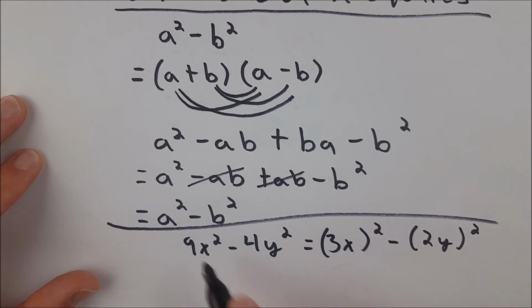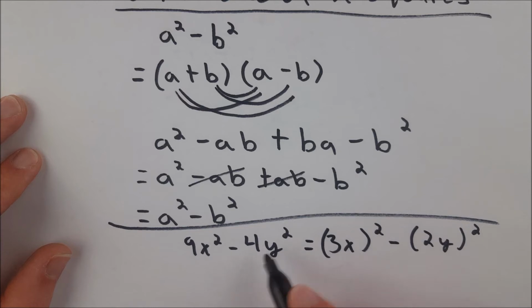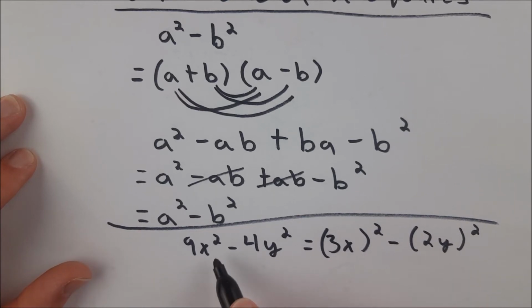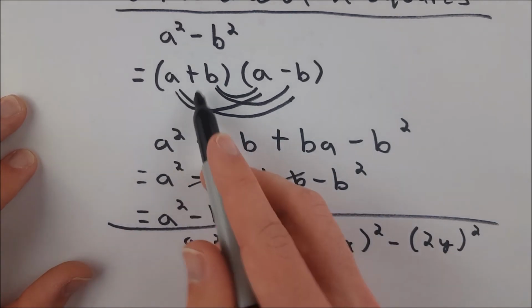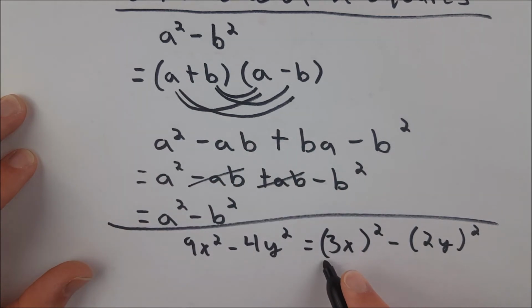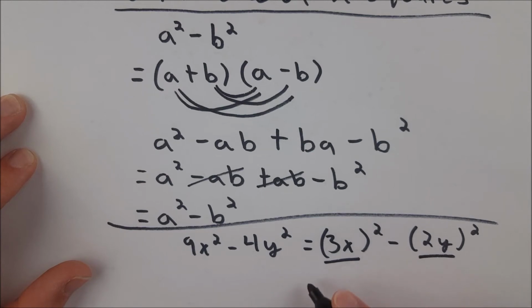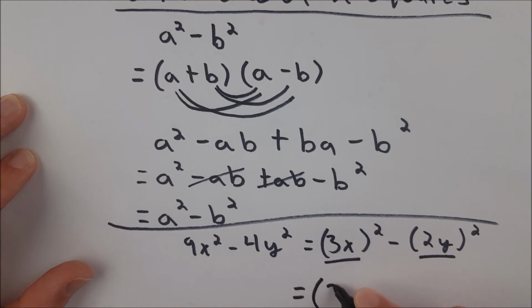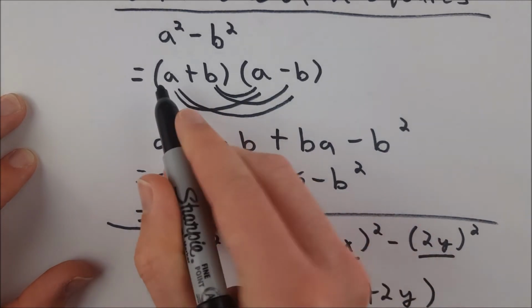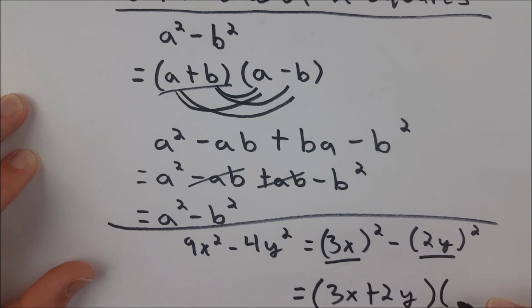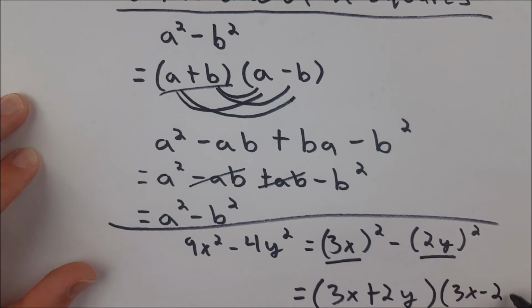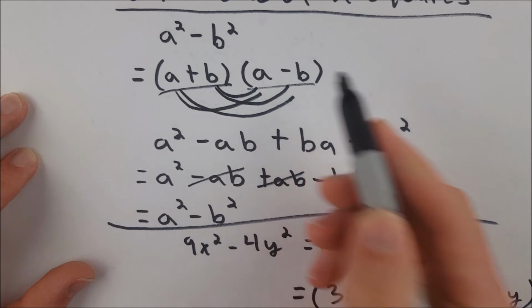You see, if you squared this, you'd get 9x squared, and if you squared this, you'd get 4y squared. So these two expressions are equivalent, and now that we've got it into the difference of two squares form, we can factor it like so, a plus b. Here, 3x is our a, and 2y is our b. So to factor this, we would simply have 3x plus 2y, that's a plus b, as we see here, multiplied by 3x minus 2y. That is our a minus b.